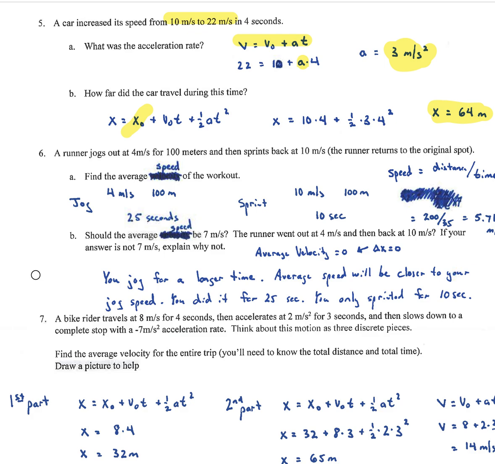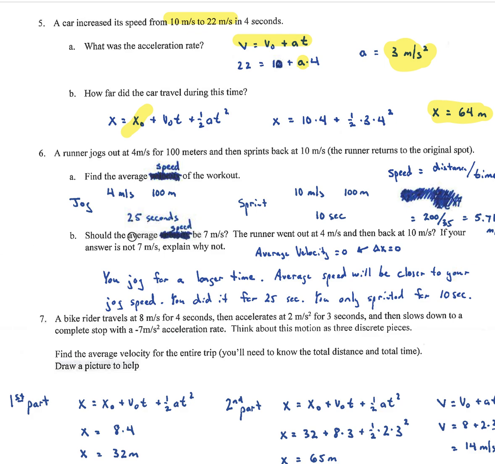All right, a runner jogs out at 4 meters per second for 100 meters and then sprints back at 10 meters per second. And the runner returns to the original spot. Part B says find the average speed of the workout. Okay, so let's find out.